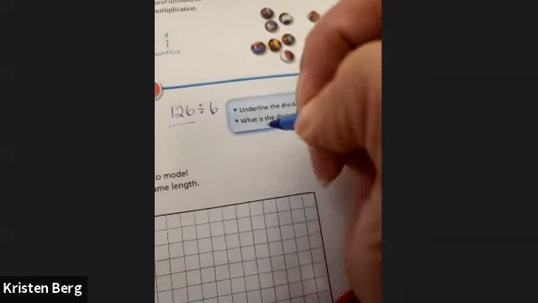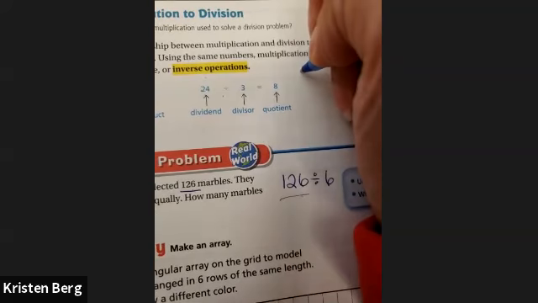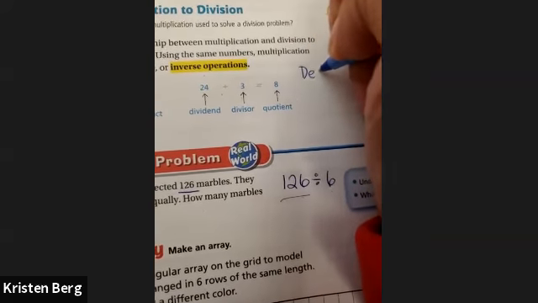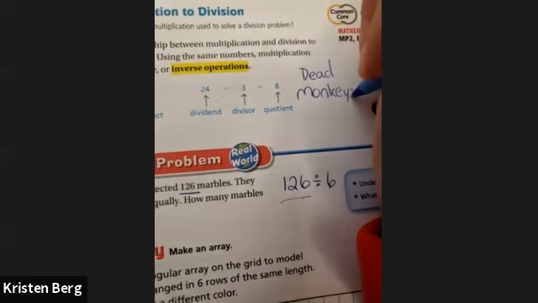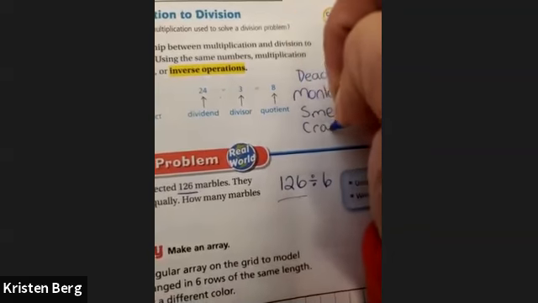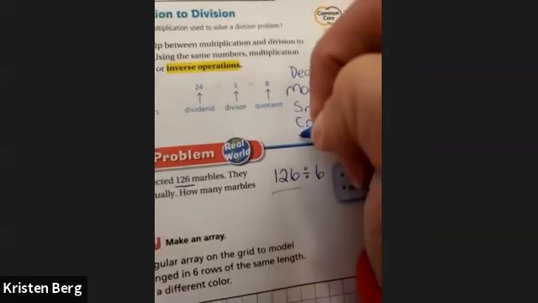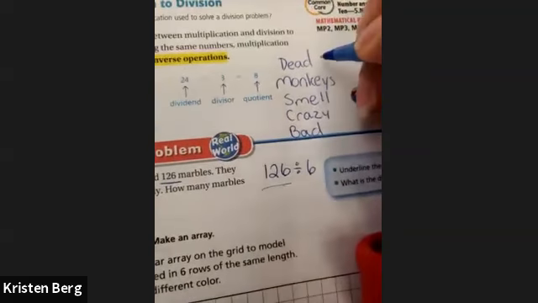So in division, I do have a crazy saying for what the steps are. It is: Dead Monkeys Smell Crazy Bad. So here are the steps.